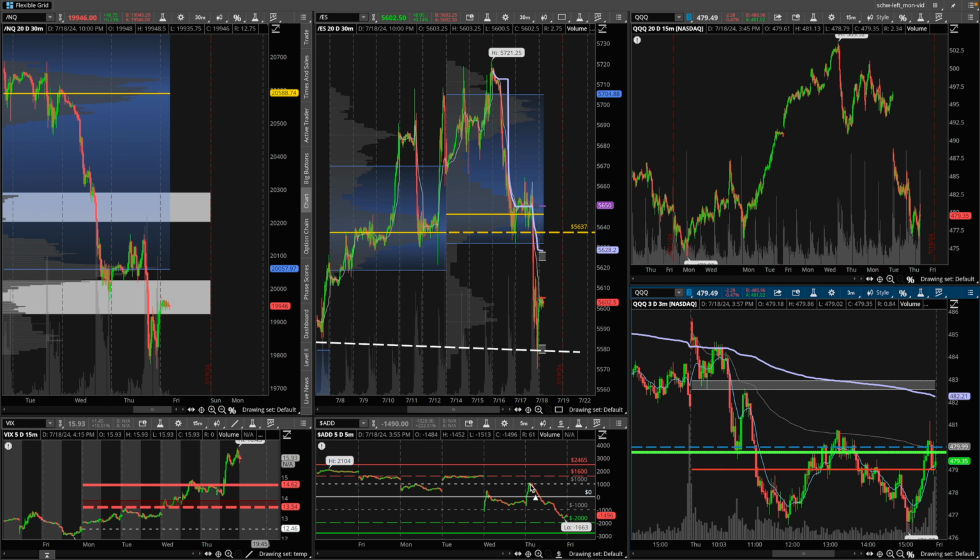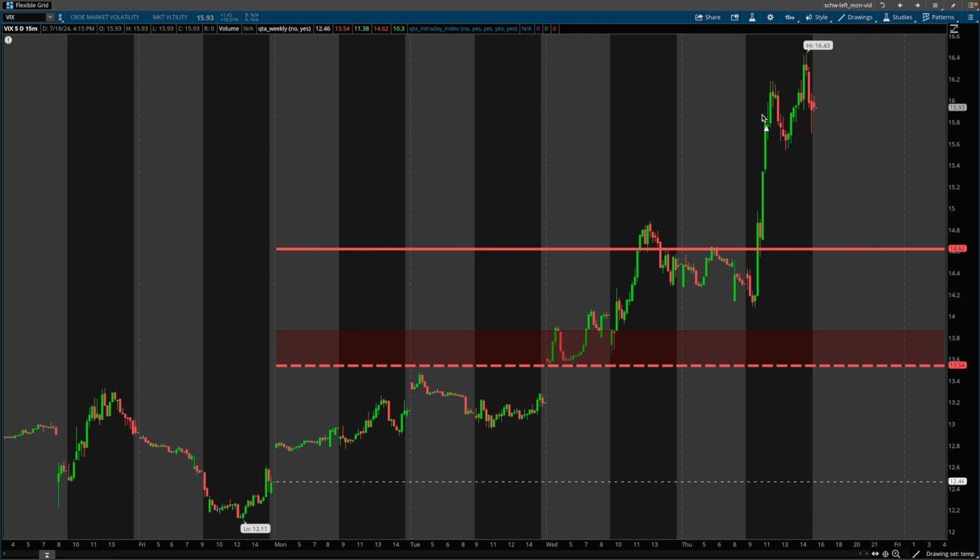Lastly, some extra things just to take note of for moving forward. The ADD ended up reversing later in the day here. We can see that the VIX did go higher. So we had confirmation of selling from the proxy for implied volatility.